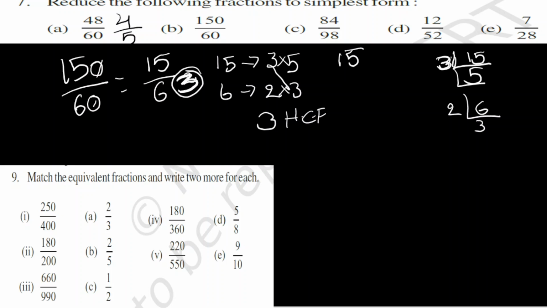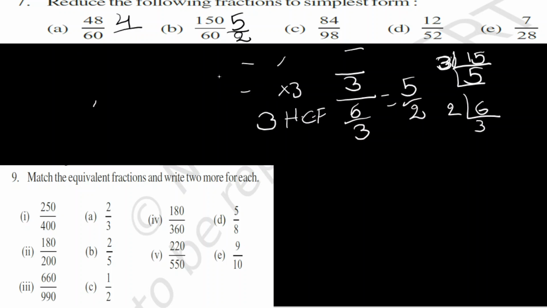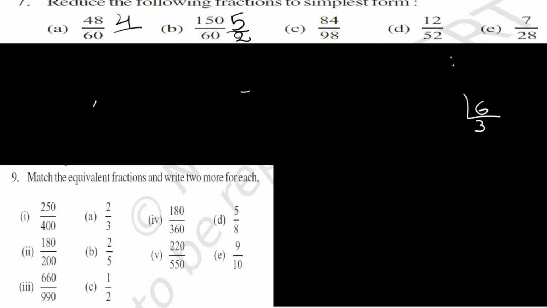To find the simplest form, first we need to find the HCF of both the numerator and denominator and divide by the HCF. Here the fraction becomes 5 by 2. The simplest form of 150 by 60 is 5 by 2. Let's take another problem: 84 by 98.